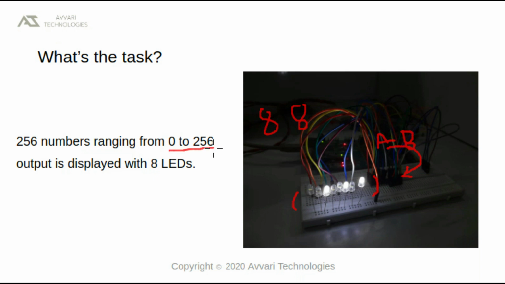When the number is 0, all the LEDs are 0, or all the LEDs are off. When the number is 1, the first LED will glow. On the second number, the second LED will glow. On the third number, the first and second LEDs will glow. What I said was the binary equivalent of 0, 1, 2. This follows from 0 to 256. At number 256, all LEDs will be glowing. So this is our task.